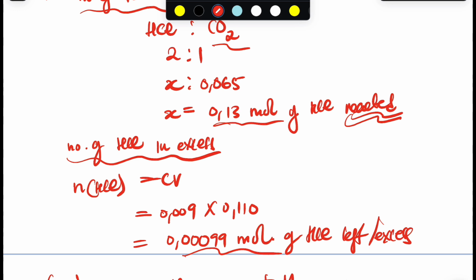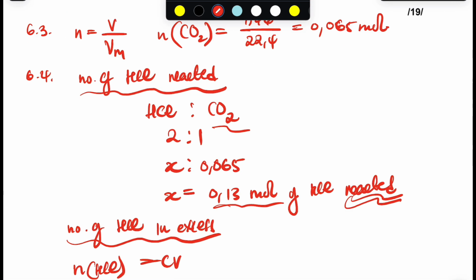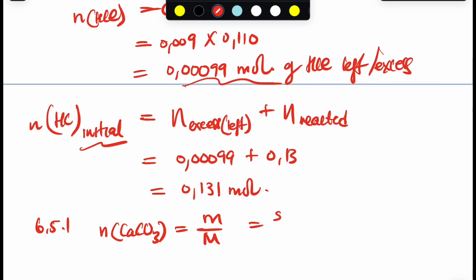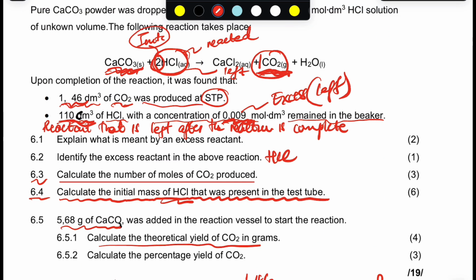When we do the mole ratio of this and this, it's going to give us the theoretical yield. So what are we going to do there? We are going to calculate the number of moles of calcium carbonate. Number of moles is equal to mass over molar mass. The mass is 5.68, and we divide by the molar mass of calcium carbonate, which is 100. It's going to be 0.0568 mole.